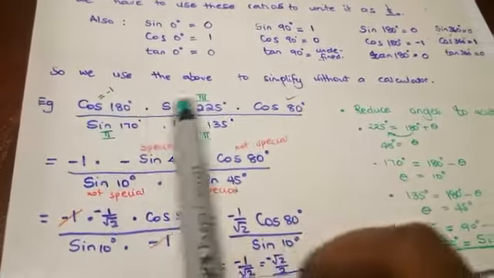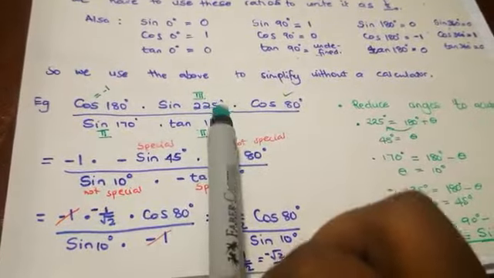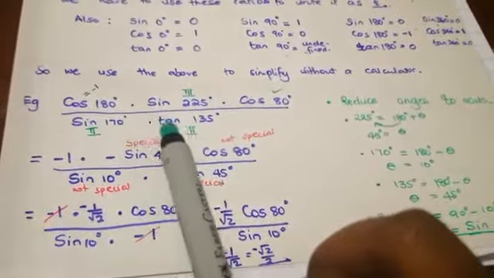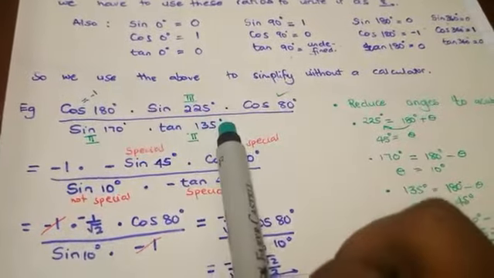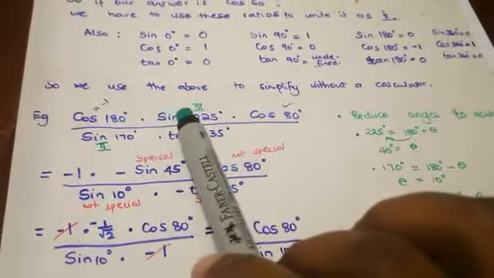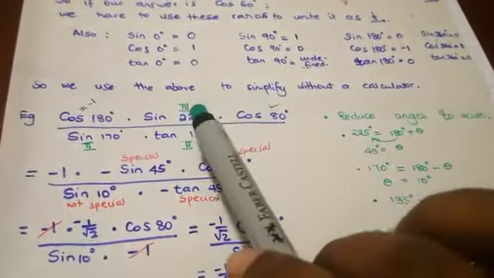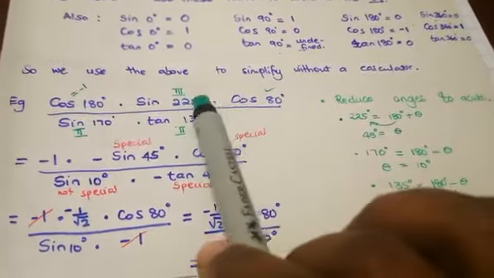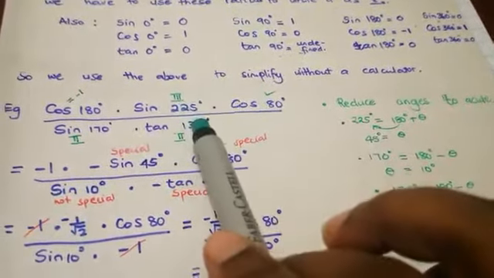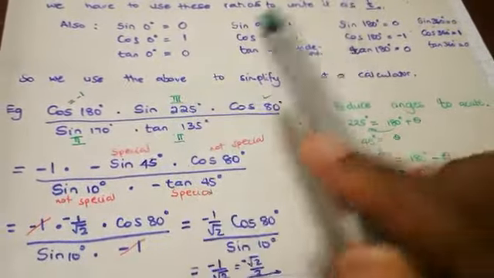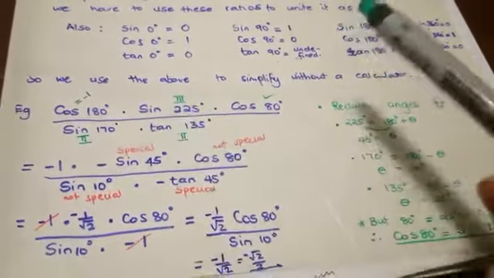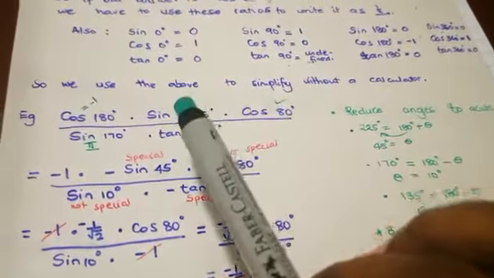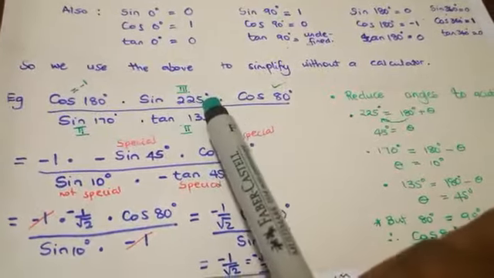I've got cos 180 times sine 225 times cos 80 all over sine 170 times tan 135. Okay, so now as you can see, we've got 225, we've got 80, which is an acute angle, so this one doesn't need reduction. Whenever there's an angle that is more than 90 degrees or less than 0, you have to reduce that one by the laws that we have established in previous lessons. So we are going to reduce this 225.